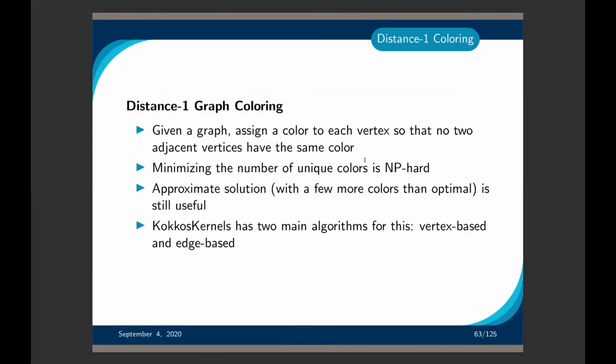The first coloring kernel that I'll talk about is distance 1, which is just a standard situation where each vertex needs to have a different color than all of its neighbors. This is a well-known NP-hard, and to be more precise, NP-complete problem. But an approximate solution that might not have an optimal number of colors is still useful because vertices of the same color will be independent. Kokkos Kernels has two greedy algorithms for this problem, vertex-based and edge-based.